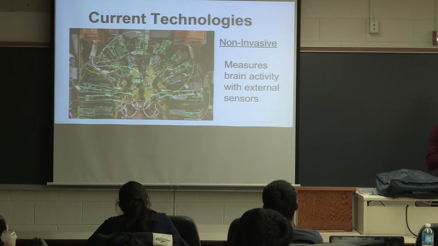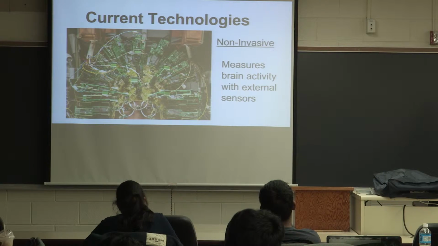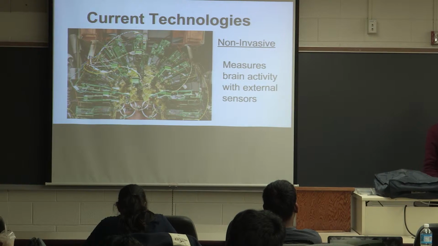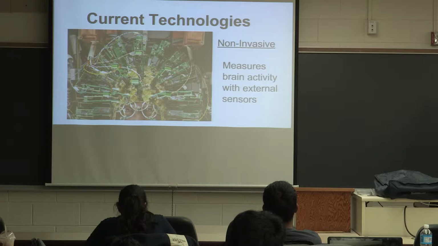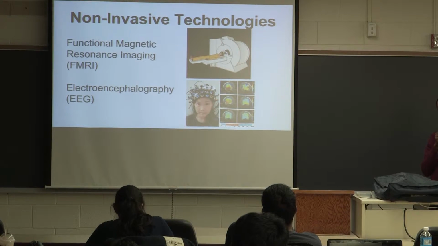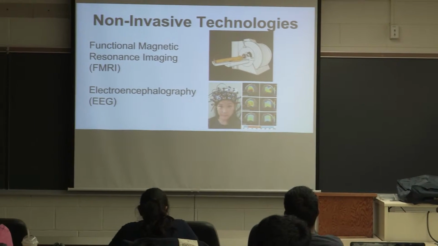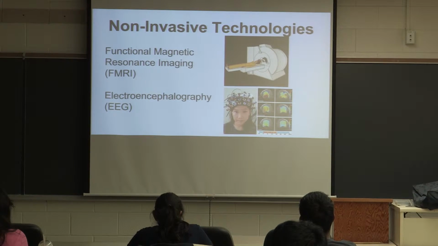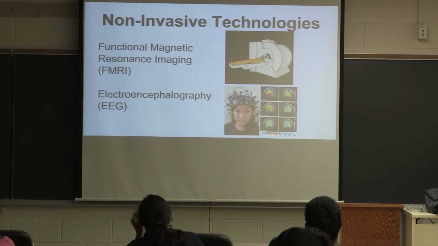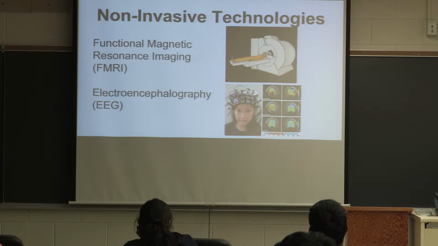So we'll concentrate on the non-invasive, which typically measures brain activity with external sensors. You can see that picture there having several electronics and stuff like that on the scalp of that particular person. So basically, we'll just talk about two widely used non-invasive current technologies: the functional magnetic resonance imaging, the fMRI, and the EEG, the electroencephalography.